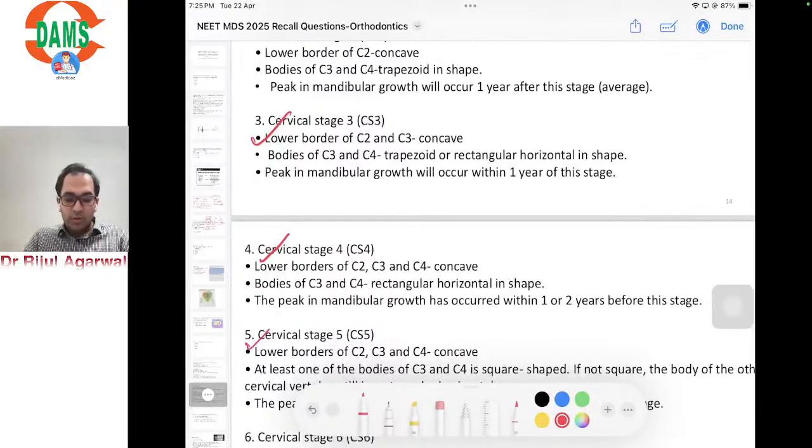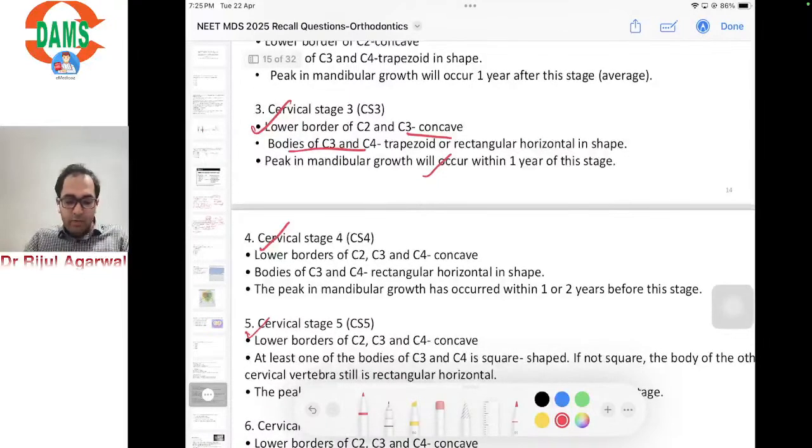Okay, so lower border and next is the shape of the bodies of C3 and C4. So C3 and C4 are trapezoid or rectangular, horizontal in shape, with peak in mandibular growth to occur within 1 year of this stage. C4: C2, C3, 4 are concave, with C3 and 4 rectangular, horizontal in shape. Okay, with the peak occurred within 1 or 2 years before this stage.